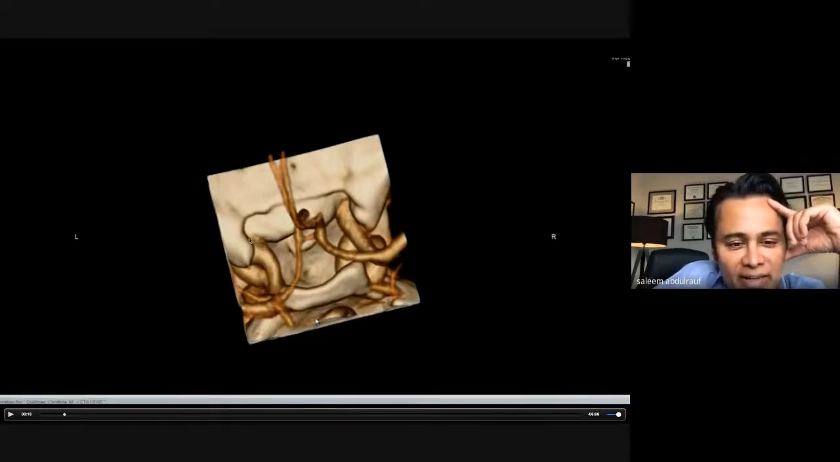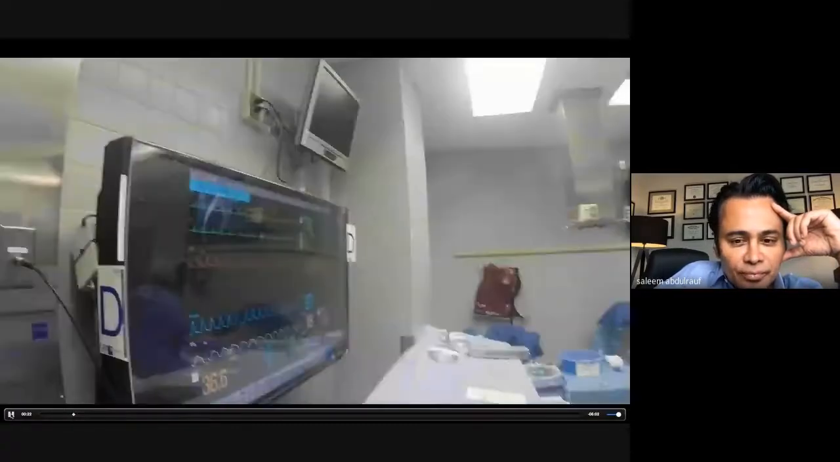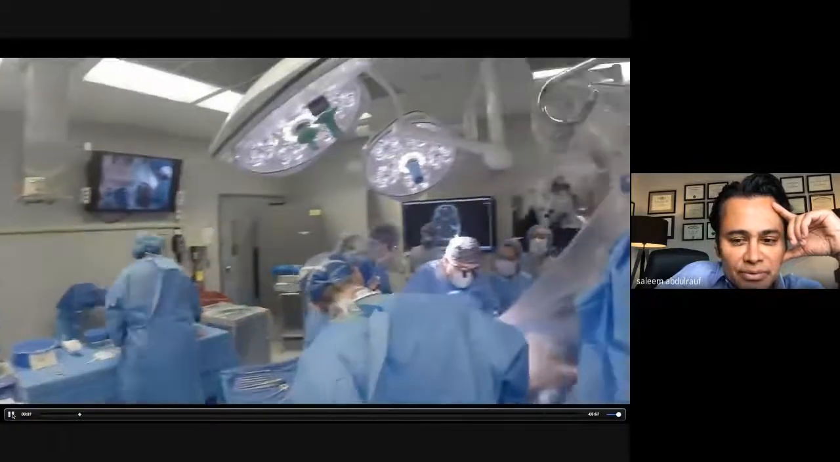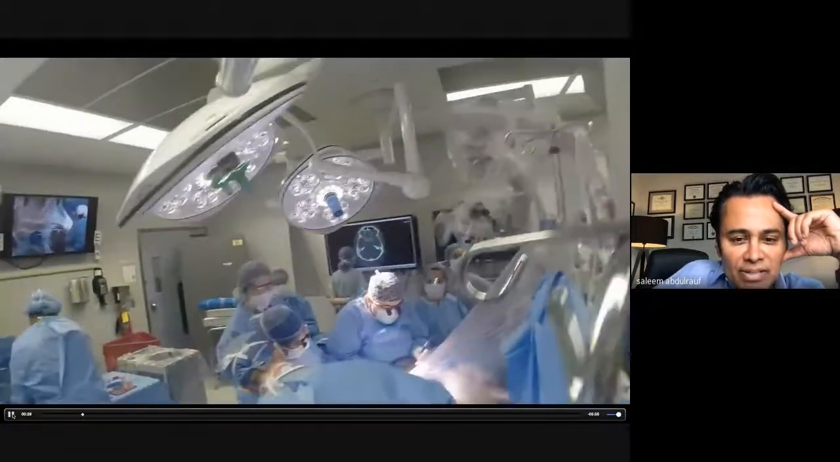The problem is this aneurysm is partially cavernous segment and partially subarachnoid. It's all underneath the clinoid. Let me share with you what the concerns are. So this is the situation, and this is how we set up. This is my team.